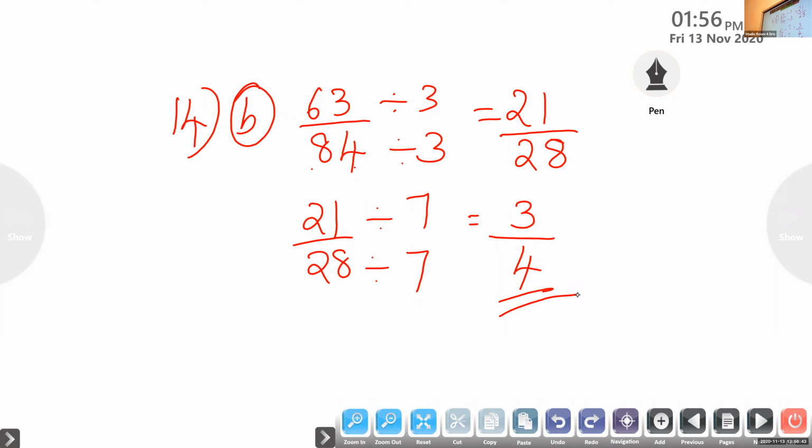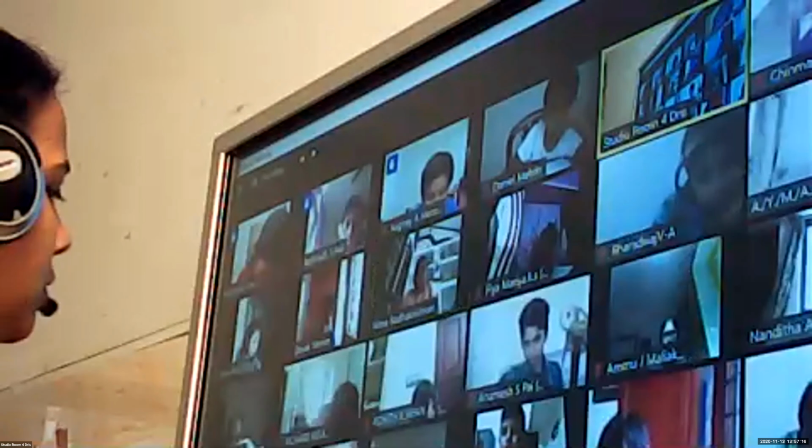If you want to write, divide the numerator and denominator by 3. Then can we divide the numerator and denominator by 7? Ma'am, can we write it in one line like 63 by 84? Yes, you can continue, but we have placed it there now, so we can write below also. Okay, no problem. But the thing is that you have to get the answer in the lowest form. Yes, the answer is 3 by 4.